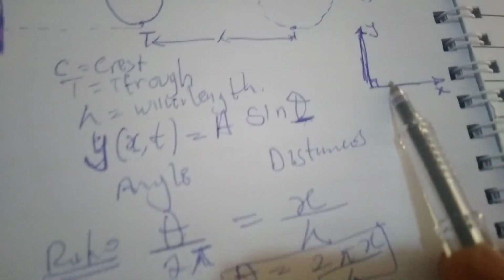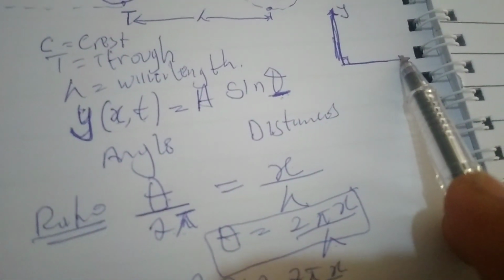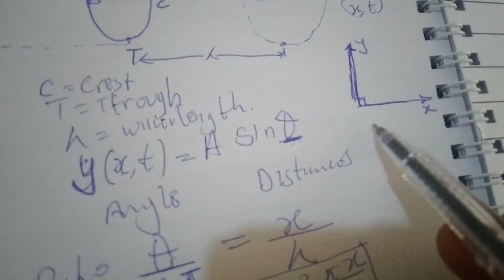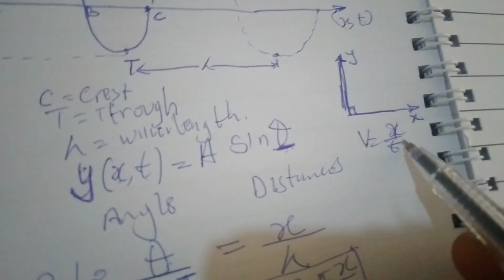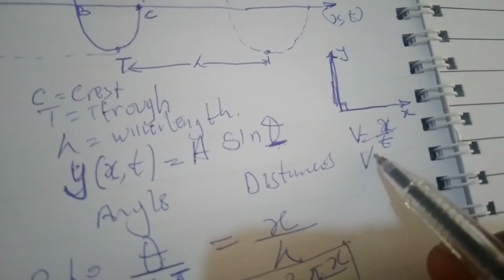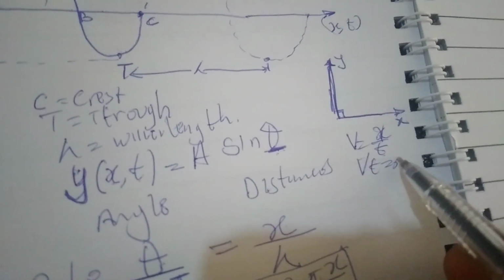Now, if the wave is traveling along the positive x-axis, we know that velocity is displacement x divided by time. So the displacement x is velocity times time, vt.